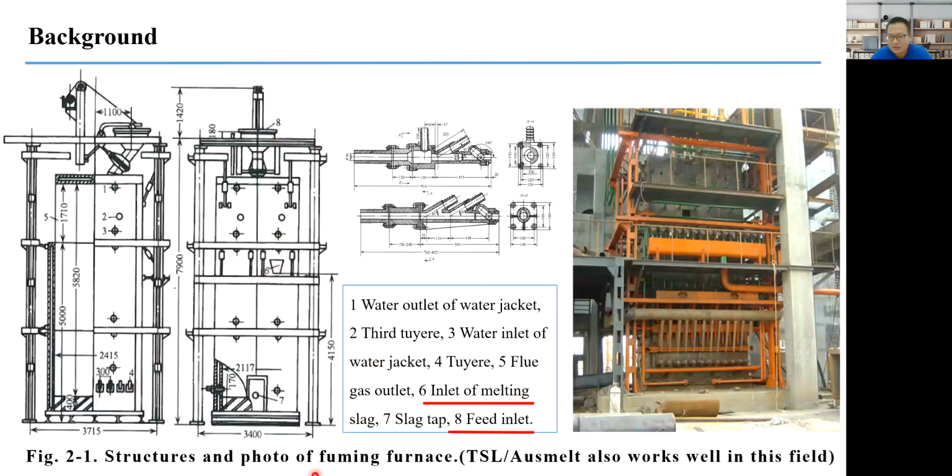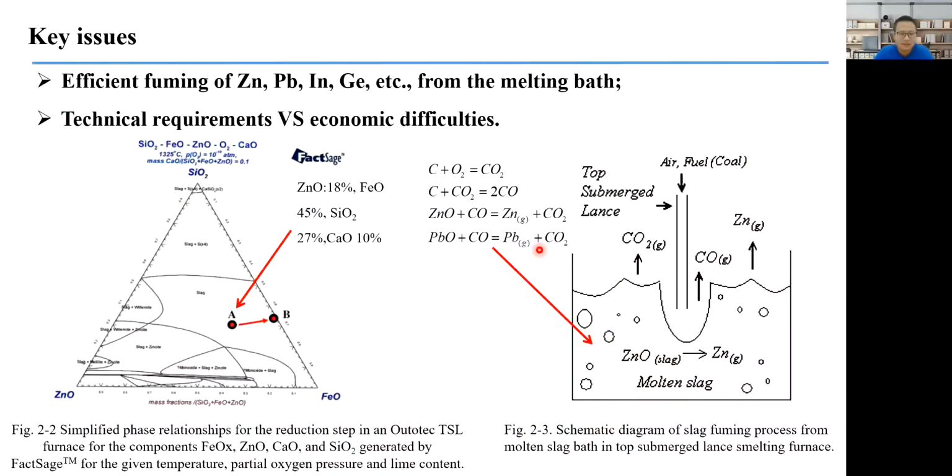So this is the industrial practice nowadays in China, and also DSL and Osmat can also work in this field. And we know the practice in Korea, in Onsan. So they are recycling lead, zinc, silver, indium, a lot of precious metals, very nicely with TSL. So this is the background.